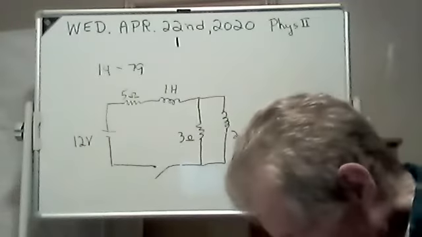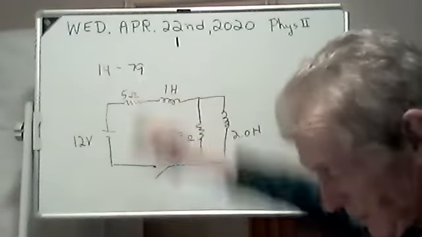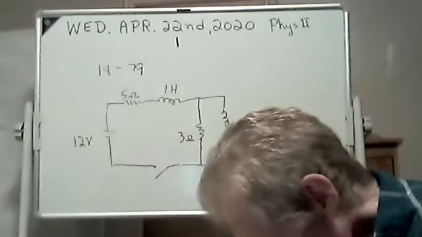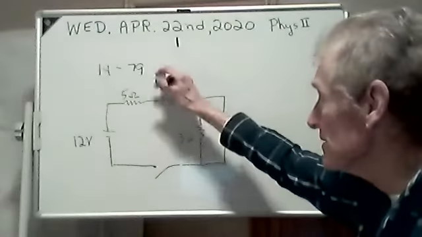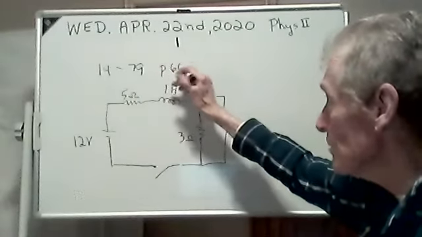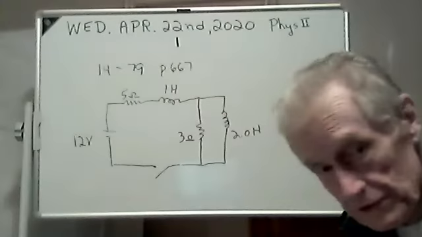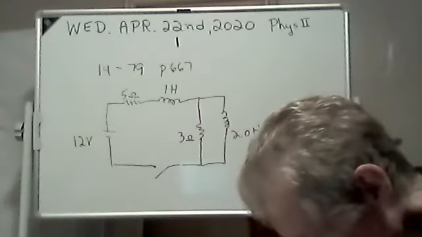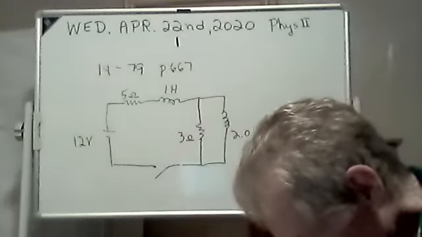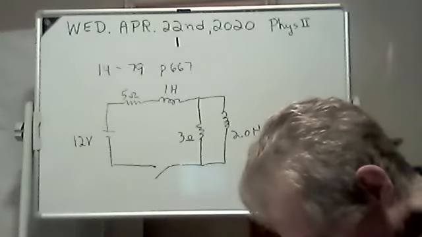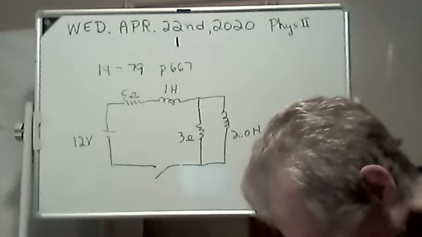Okay, let me read this now. This is problem 1479 in my book. I'm on page 667, but you might have a different page number on your electronic book. I don't know. It says the switch S is closed at time 0. Determine the initial current through the battery.